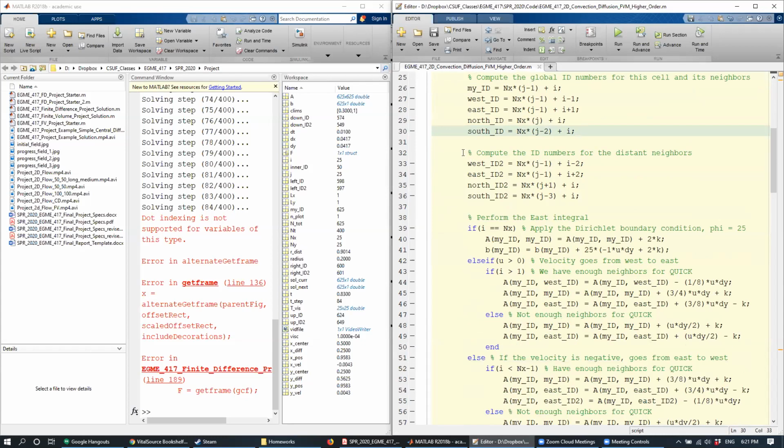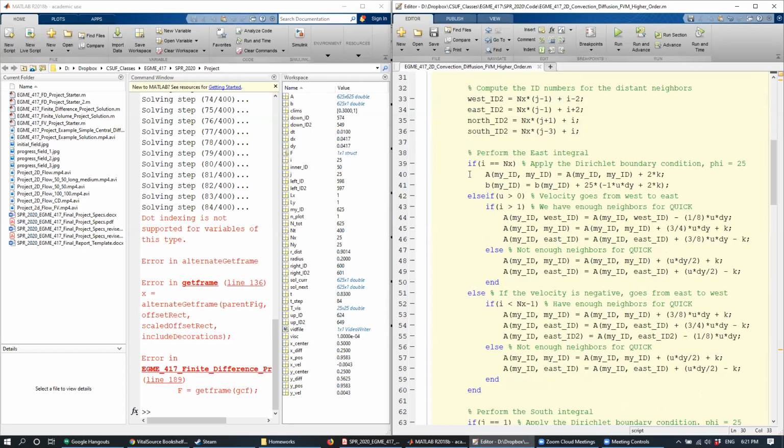And just like we saw with the higher order finite difference, we have to add additional code to compute the ID numbers for our neighbors that are far away. Okay? So we have West ID 2, so this will be the ID number for W2. We have East ID 2, so this will be the neighbor for 2E. And then we have North ID 2, the ID number for N2 or 2N. And then South ID 2, this is for 2S right here.